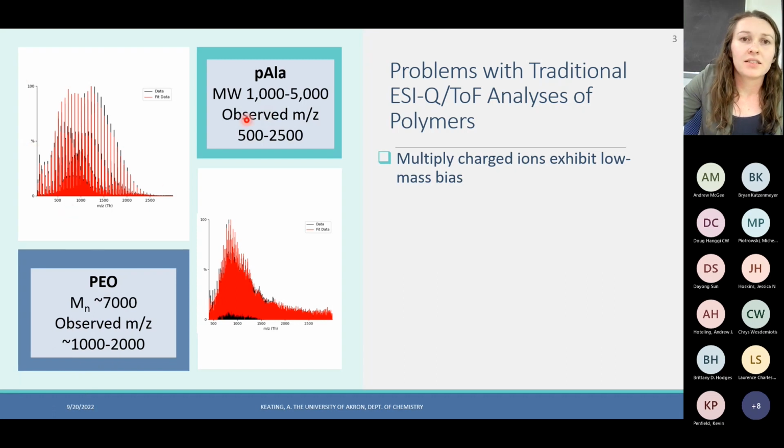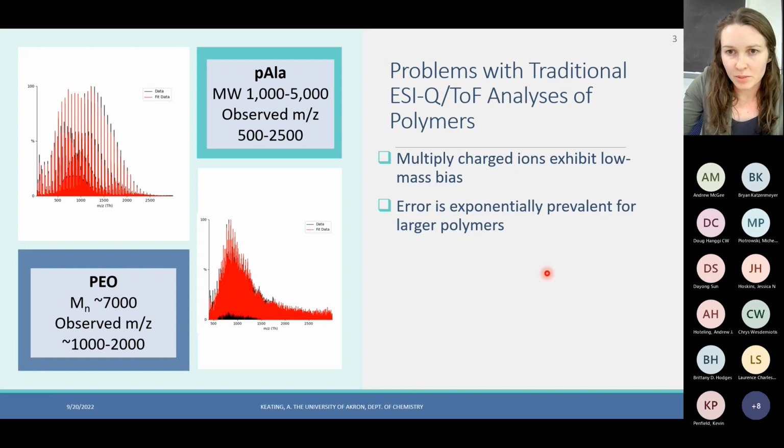That we get, it's a molecular weight range of 1 to 5 kilodalton, but we get ranging from 100 to maximum about 2,500. And then the error exponentially increases for larger polymers. We can see if we try to run a 7,000 kilodalton polyethylene oxide, we only observe it from about 1 to 2,000, and it's extremely noisy and complex.